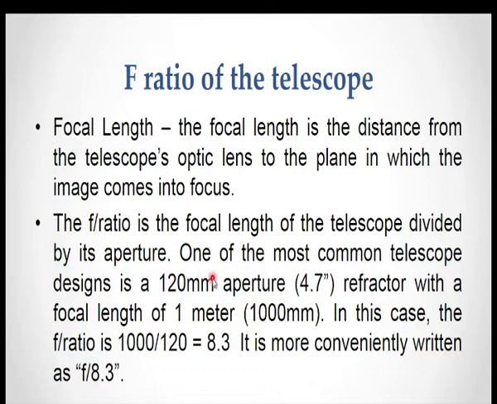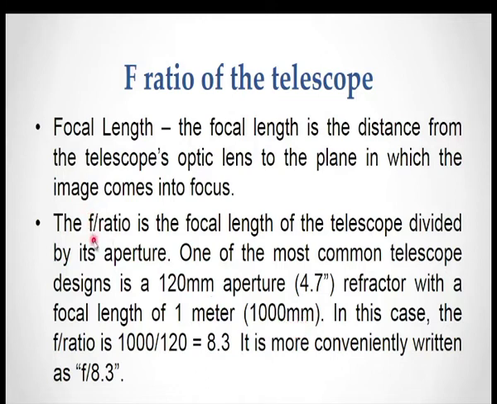This f ratio parameter is an important one in understanding the telescope's ability. For example, one of the most common telescope designs is a 120 millimeter aperture, that is a 4.7 inch refractor, with a focal length of 1 meter. 1 meter in the sense 1000 millimeter.